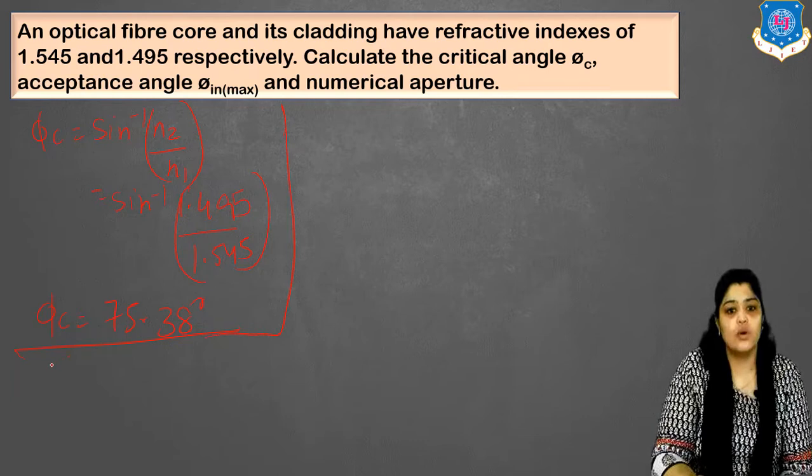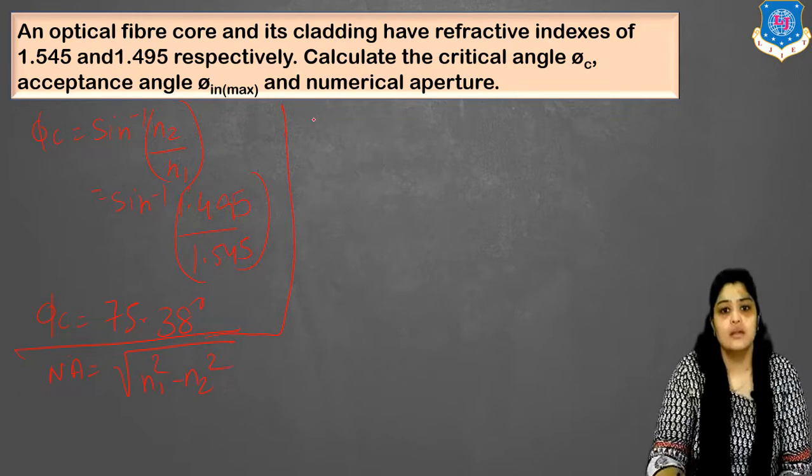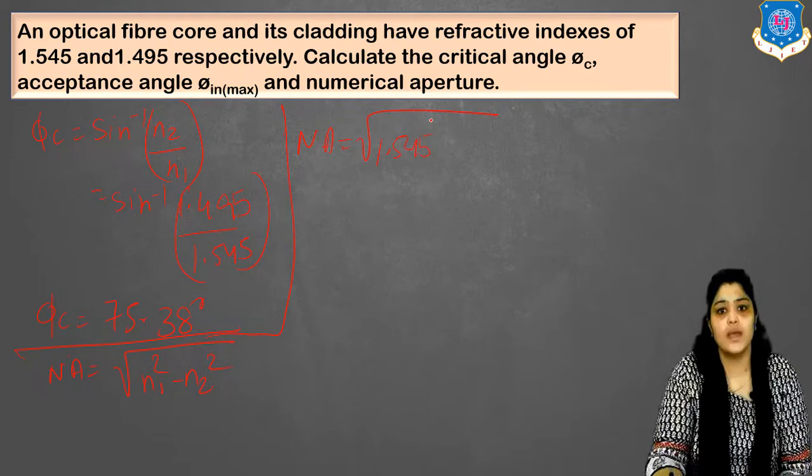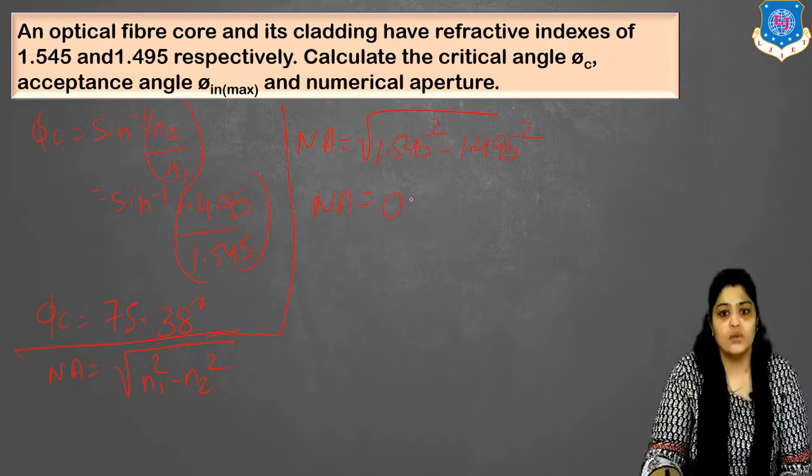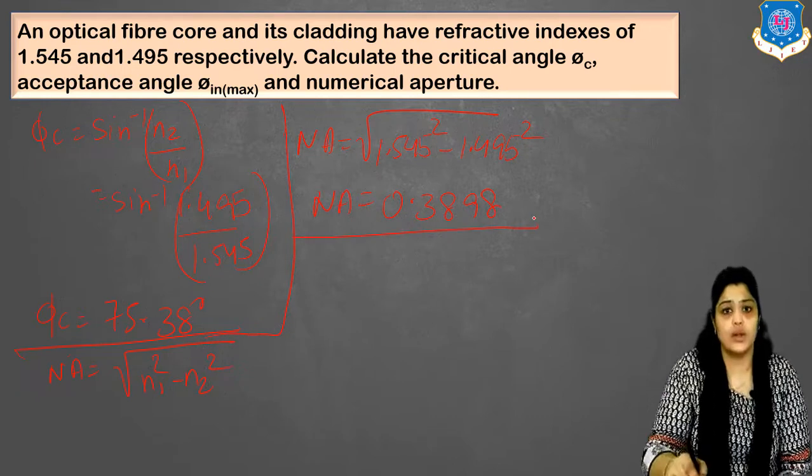Now I'll just move on to numerical aperture. So numerical aperture is the square root of n1 square minus n2 square. This can be written as the square root of 1.545 square minus 1.495 square. So this numerical aperture is 0.3898. It's a unitless quantity.